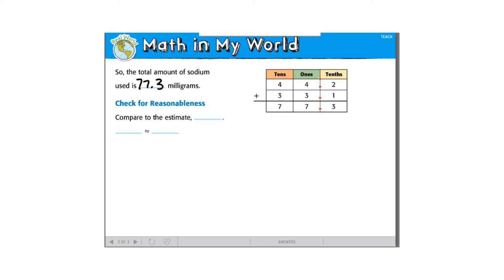If you estimated, which was the very beginning of the question, if we estimated at 40 and at 30, let's say we rounded to the nearest tens, our 40 plus 30 would be 70. 70 is close to 77 and 3/10. So what you learned at the beginning of this chapter when we did some rounding and estimating, that's what we did last week. It was one of the first lessons in this chapter. That will help you in just making sure and double checking your answers at the end here.